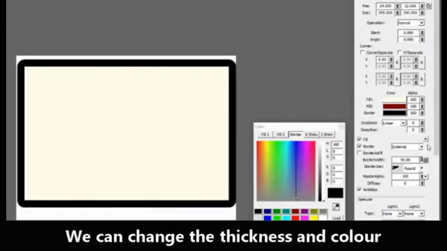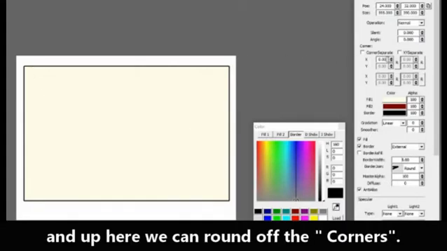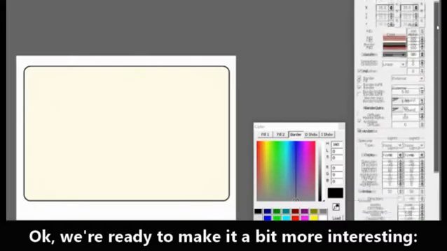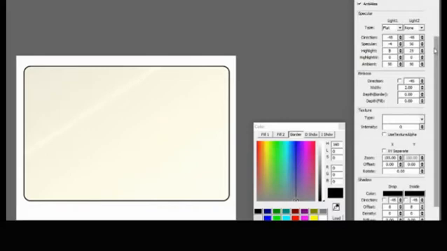And here we just go to black, change the thickness of the border, and then here we can change the edges, we can round them off, and we can do individual or all four together. So add some interest to it. We've now got the Specular, which is lighting effects. Have a play around just till you get something that you like the look of.